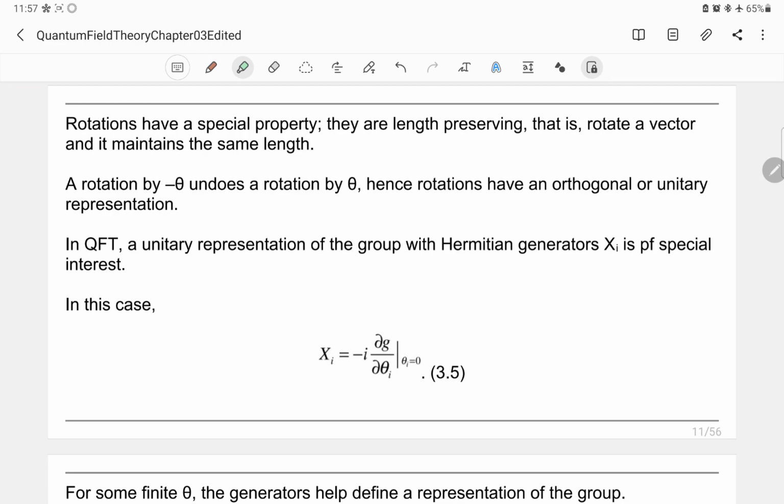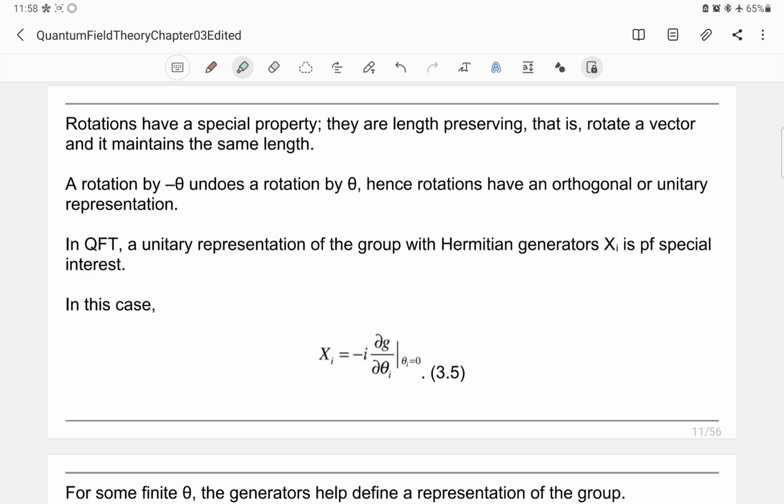Rotations have a special property. They are length preserving. So if you rotate a vector, it maintains its length all the time. A rotation by negative theta undoes a rotation by theta as well. Hence, rotations have an orthogonal or unitary representation.